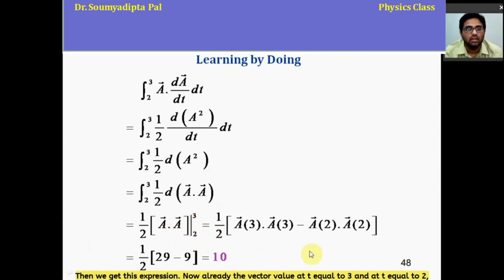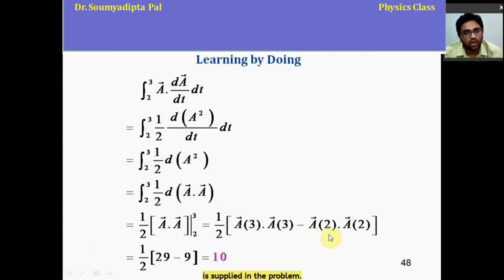Now the vector value at t equal to 3 and at t equal to 2 is supplied in the problem. So we get this form. So we will get the value 10. So this is the final value.